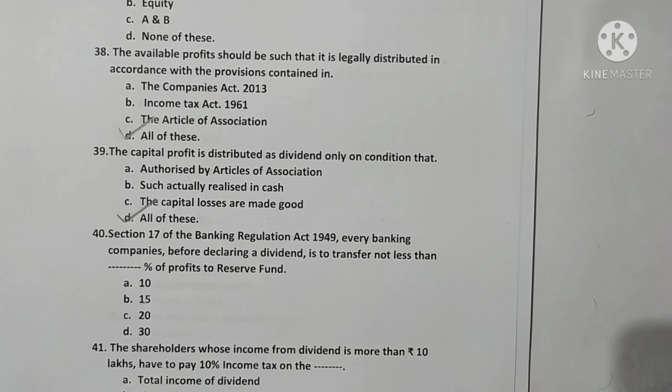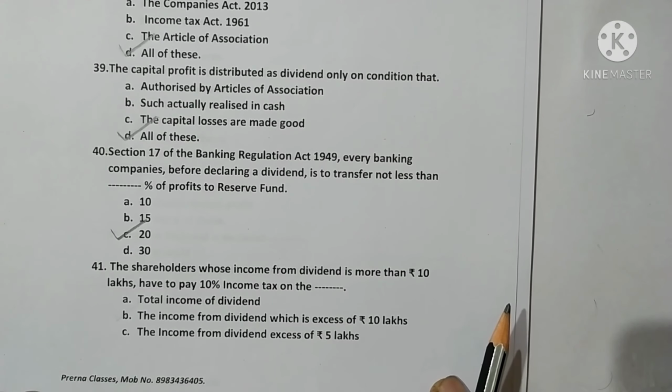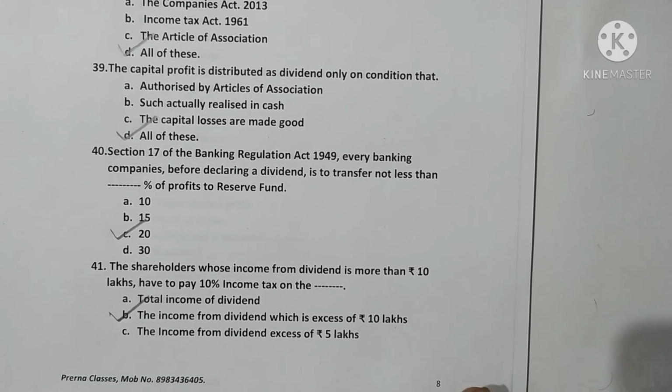Section 17 of Banking Regulation Act 1949. Every banking company before declaring dividend is to transfer not less than 20% of profit to a reserve fund. Here option C is correct one. The shareholders whose income from dividend is more than rupees 10 lakhs have to pay 10% income tax on the dash total income from dividend which exceeds rupees 10 lakhs. Here option B is correct one.